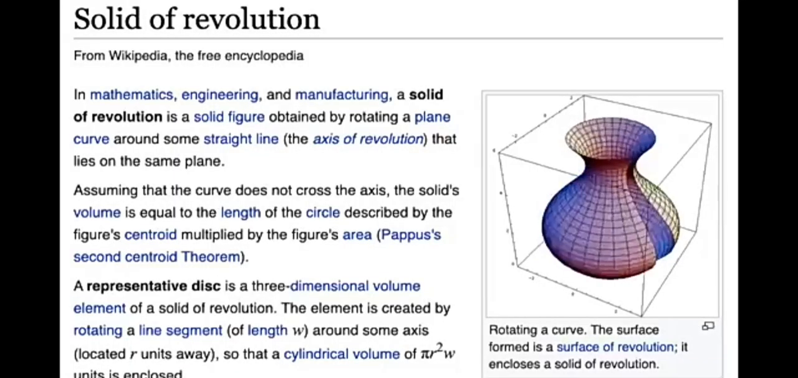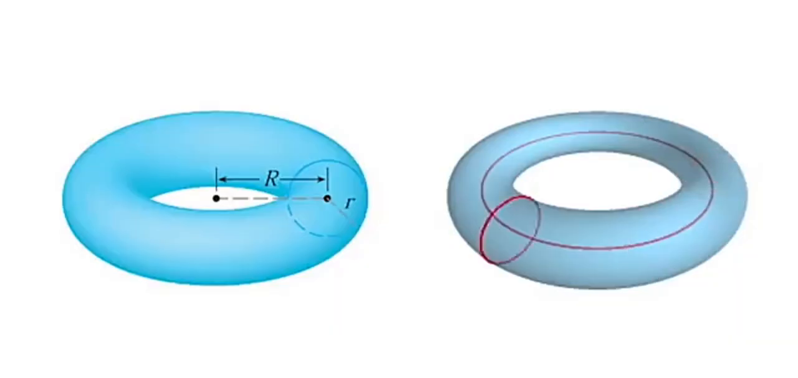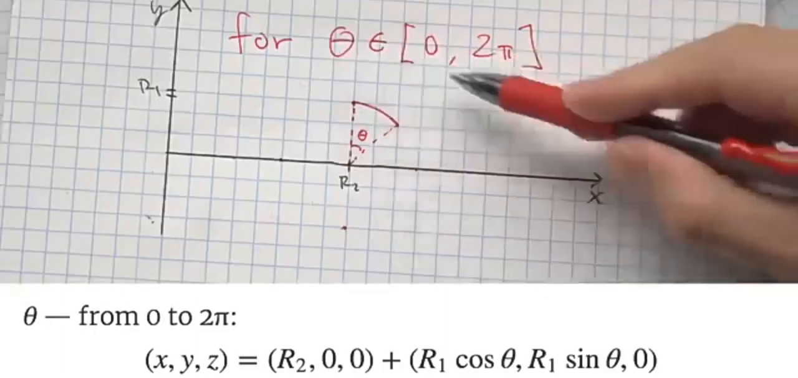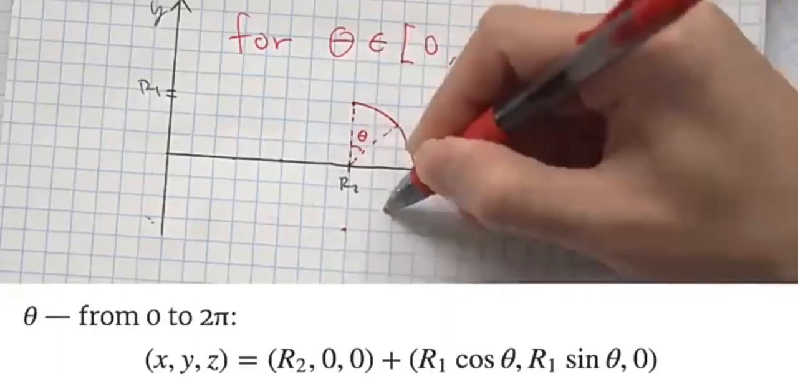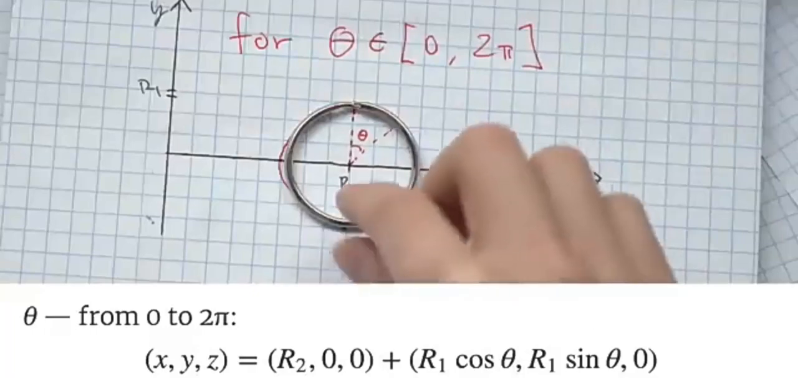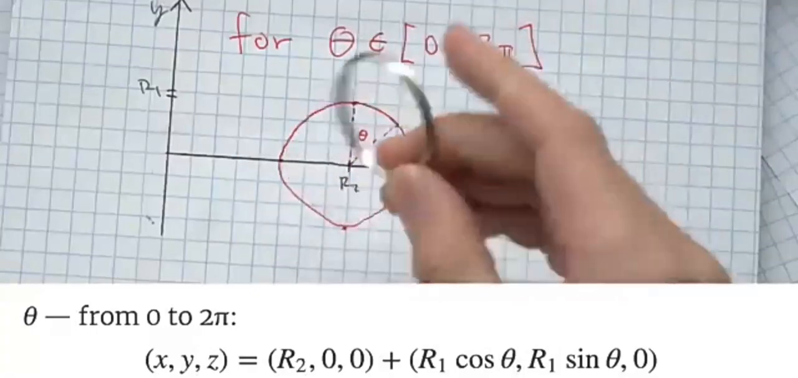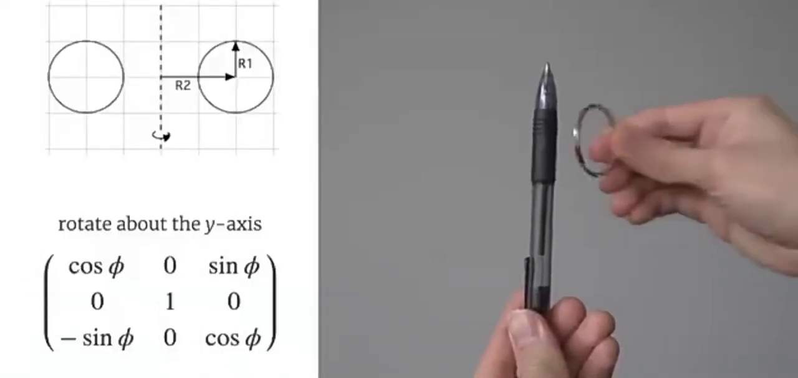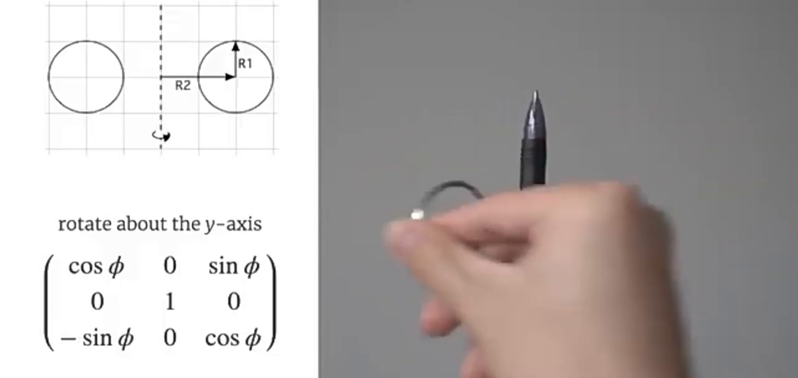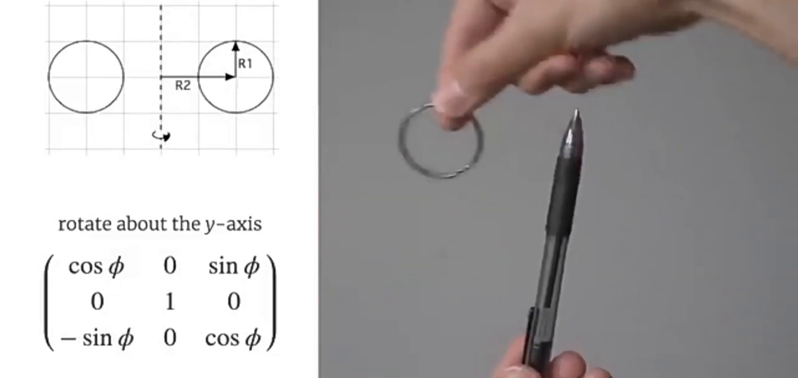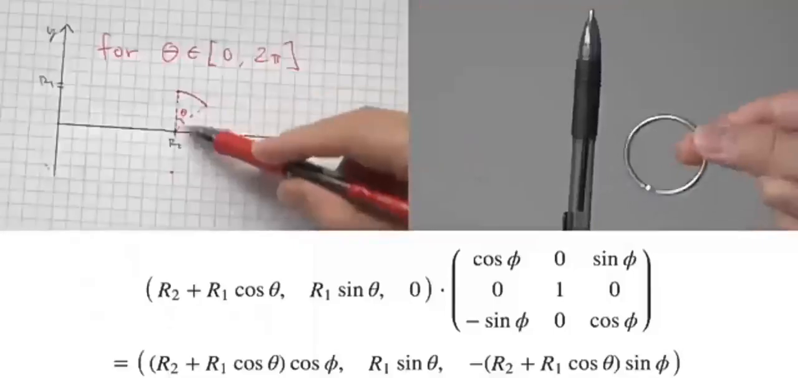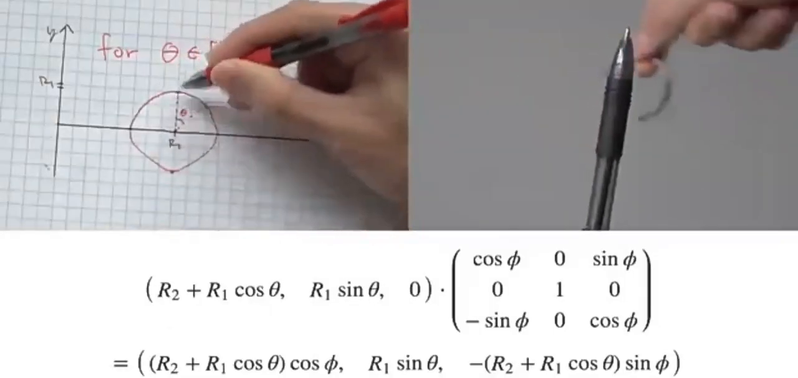Well, first you have to create a donut, which is essentially a solid of revolution where we have a circle that rotates around the y-axis, which will make a donut, aka a torus. This is the formula to create the circle centered at R2 with radius R1. And this is the rotation matrix to rotate this circle around the y-axis. So when we combine them, we get the coordinates of every point on your donut.